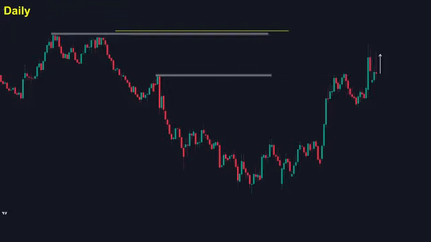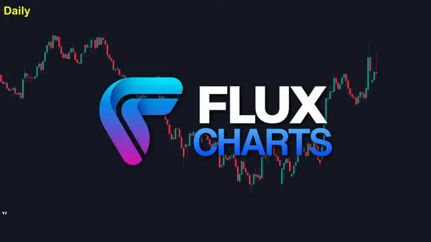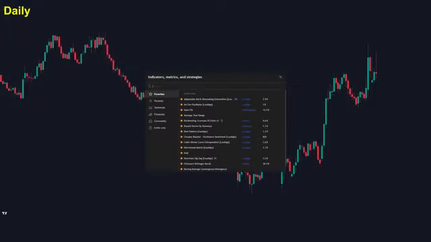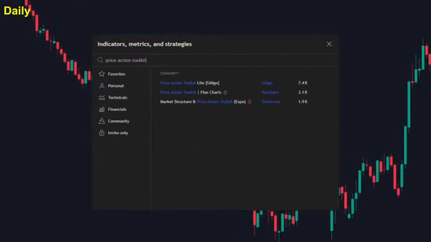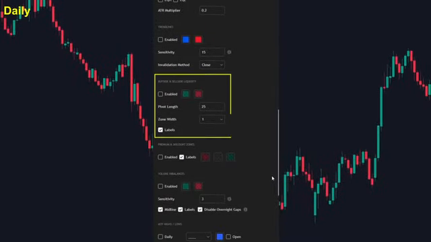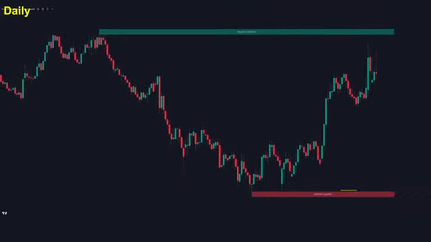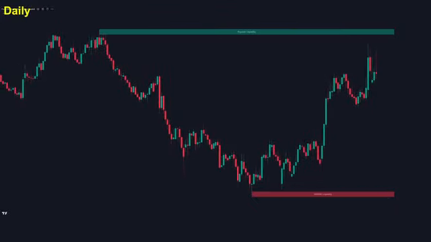If you have any difficulty identifying liquidity levels manually, the Flux Chart indicator makes this process effortless. Simply press the slash key on your keyboard, search for Price Action Toolkit by Flux Charts in the Indicators section, and click on it to launch the indicator. Open the Settings panel and look for Buy Side and Sell Side Liquidity. Turn this feature on. The indicator will identify sell side and buy side liquidity automatically with remarkable accuracy.